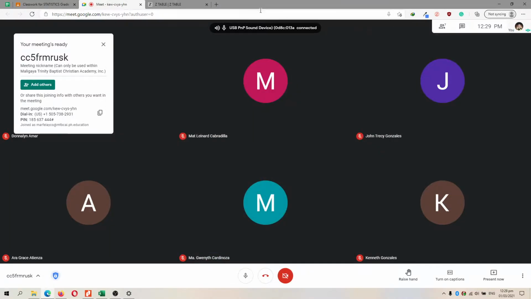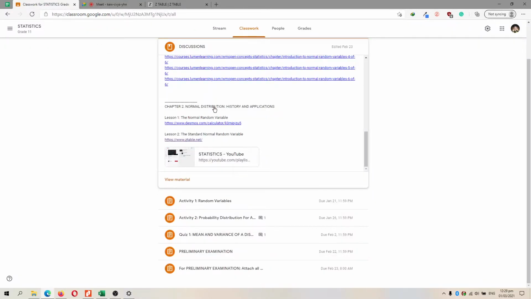Pag-usapan natin itong z-score. Ito muna yung topic natin ngayon. So, the title of our topic would be yung under chapter 2 natin, lesson 2, the standard normal random variable. So, the standard normal random variable, always remember that we have a mean of 0 and standard deviation of 1. So, dito, yung deviation natin would always be 1.